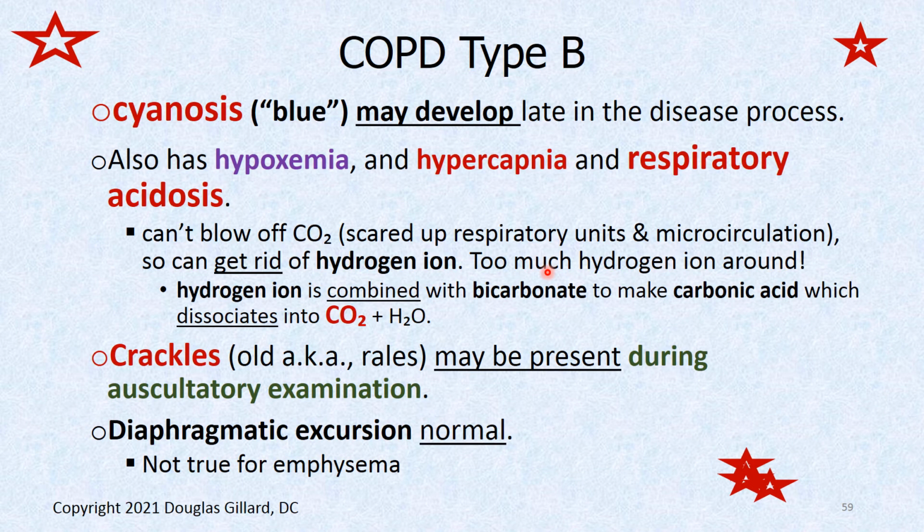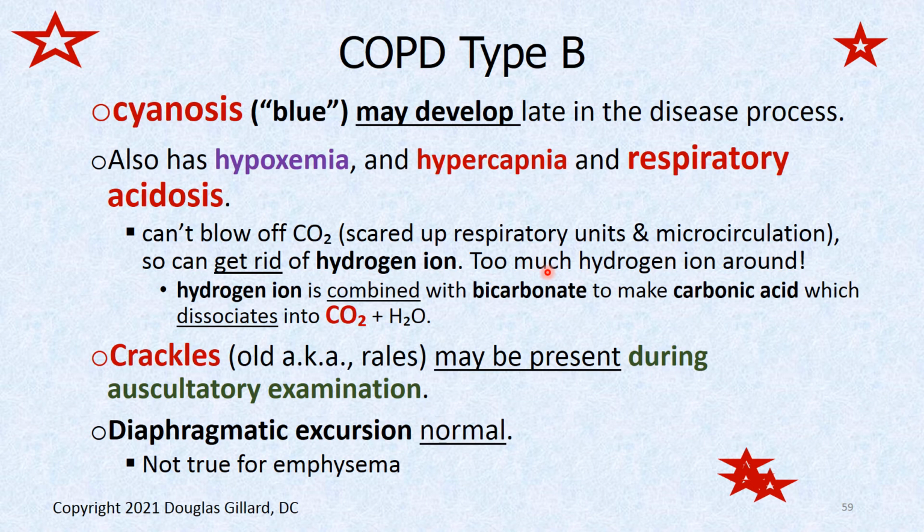Now the blue bloater, blue means that these patients are cyanotic. And I mean, they can get blue in type A as well, but this is the classic description. This is what's on boards. So they're cyanotic later in the process, and we already talked about why that is. But the blood gases will be messed up.